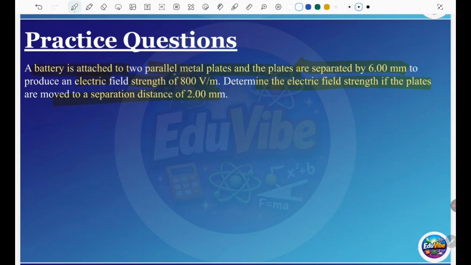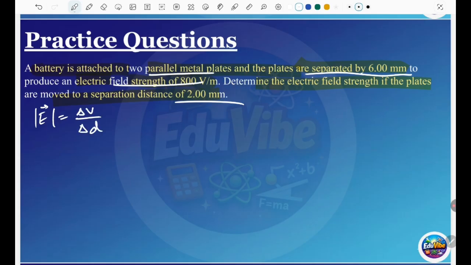In the first case, we have two parallel metal plates separated by 6.0 mm with an electric field strength of 800 volts per meter. Then we have to find the electric field when the plates are moved to a separation distance of 2.0 mm. At that separation distance, what is the electric field? We know that the electric field is equal to delta V upon delta d.